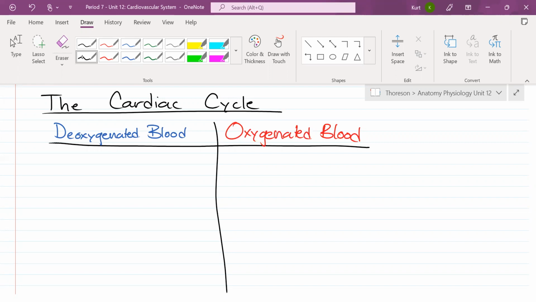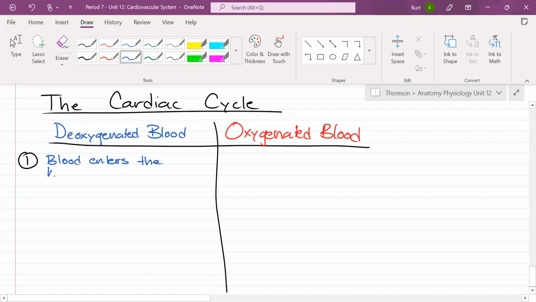Think about it. So let's start from the beginning. We're going to do both, and I want you to keep in mind, this is simultaneous. Step 1. Blood is going to enter the heart. Can you tell me what blood vessels blood will enter the heart on the deoxygenated side? Very good. So blood enters the heart via the superior and inferior vena cava. Very good.